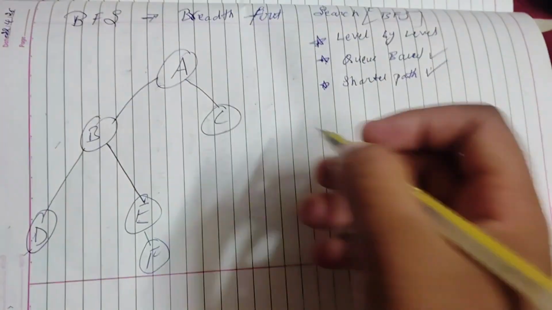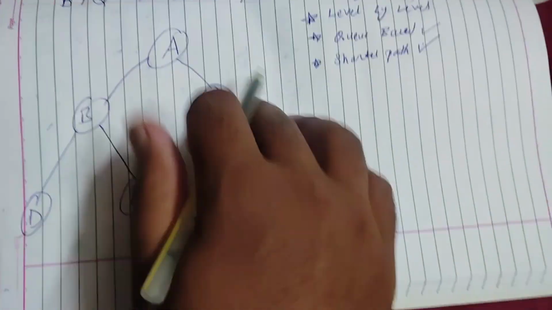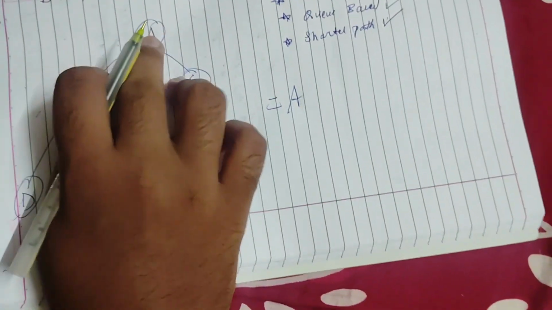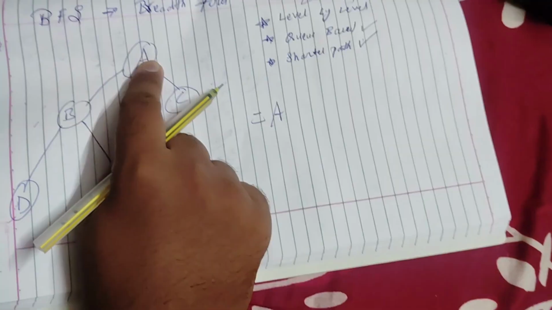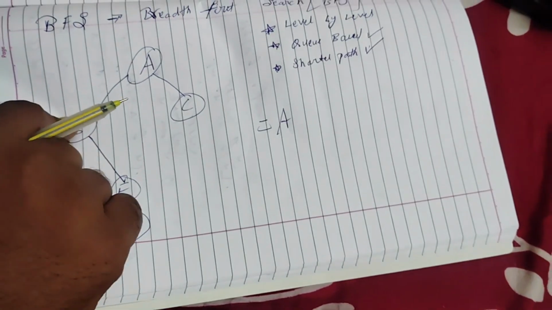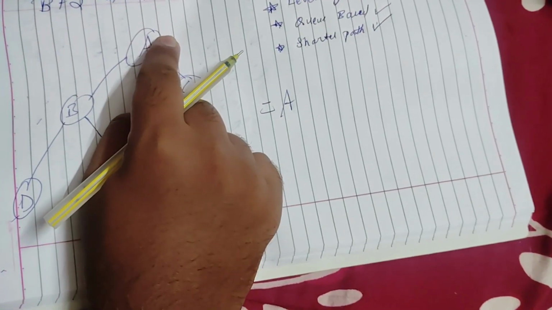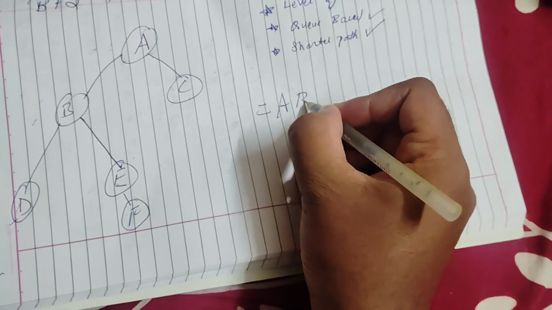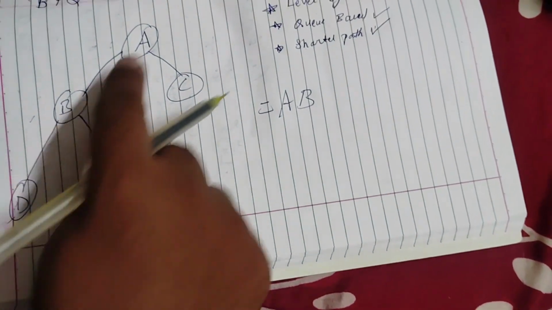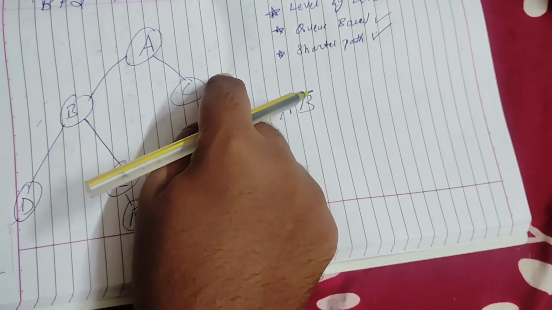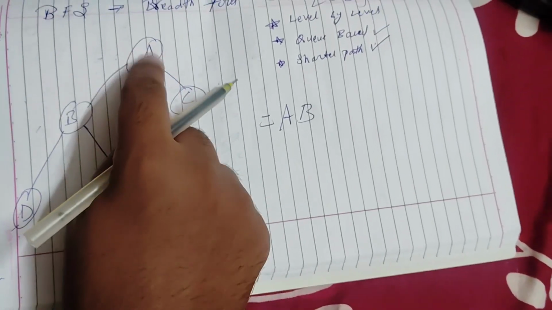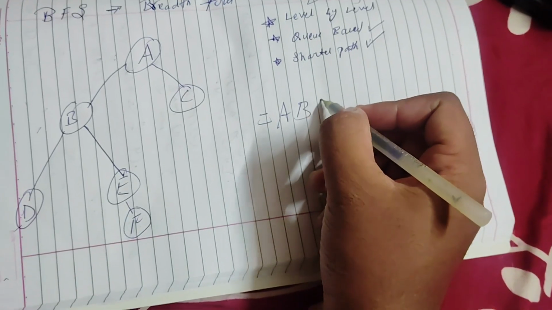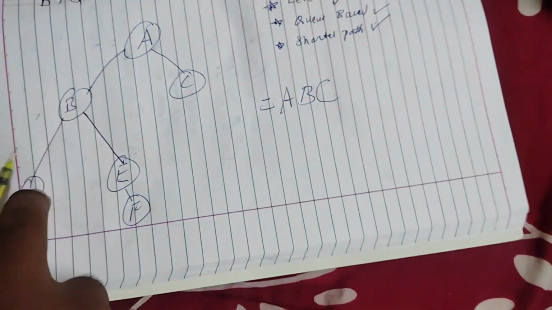So how is it solved? The solution we will write here. First it will start from A. I will write A. Then level 1 has completed, so it will go to level 2. Level 2 should be completed fully. In level 2 we have B. I will take B. It doesn't jump ahead, it just checks whether there is an alternative. So A, B, C will be the result. Then it will go for the next level, level 3.